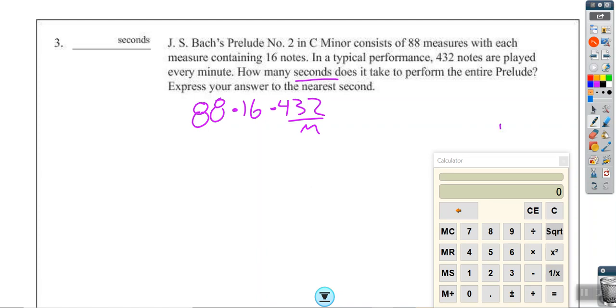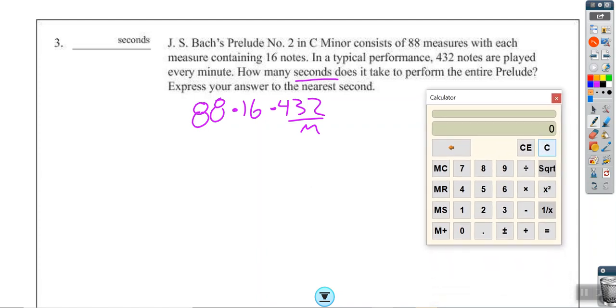All right, so we know we have 88 measures times the 16 notes. And then we know we can play 432 notes every minute. So divide that by 432. And so we get a total of 3.259 minutes. But that's not per second, that's per minute.